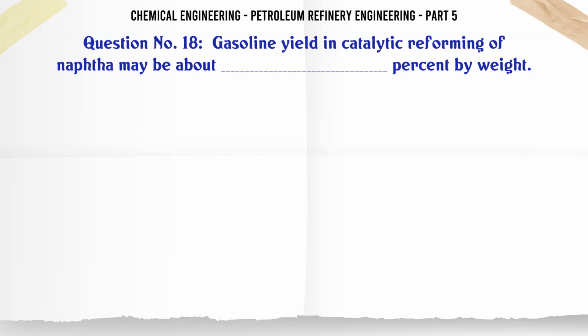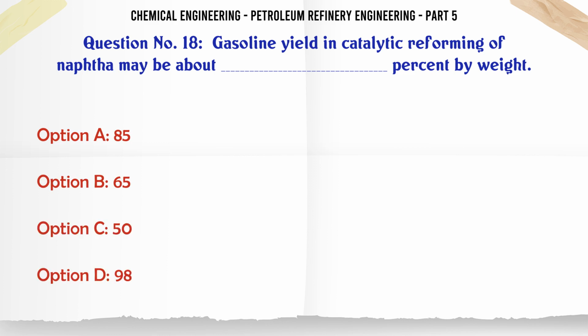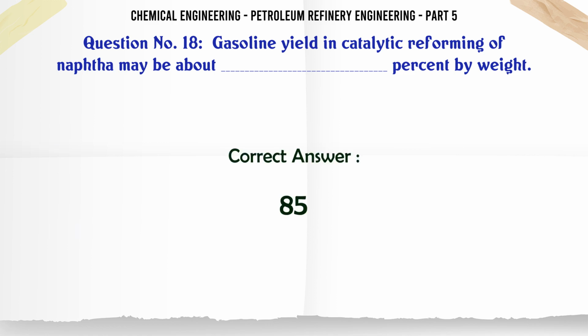Gasoline yield in catalytic reforming of naphtha may be about % by weight. A. 85. B. 65. C. 50. D. 98. The correct answer is 85.